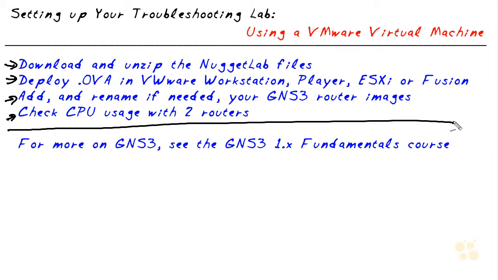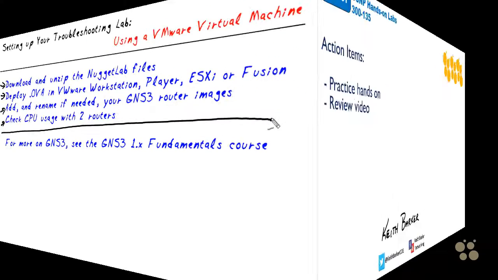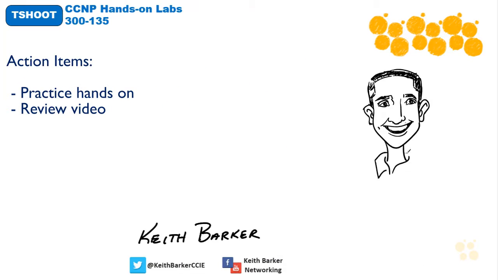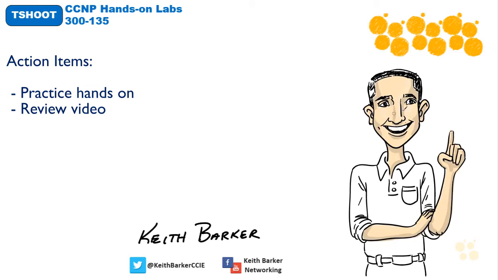And now, with this infrastructure in place, you and I can now go into troubleshooting pre-configured and ready to go GNS3 configurations that I've put together for you as you practice your skills and get better and better at doing troubleshooting. Our action items for this nugget are simple. Download the Nugget Lab files, get the OVA deployed as a virtual machine. I demoed VMware Workstation, but you can also use Player, ESX, vSphere, or Fusion. Get the images for the routers, place them appropriately, verify your CPU usage, and once that's in place, we can now focus on the network topology and the individual troubleshooting tickets.